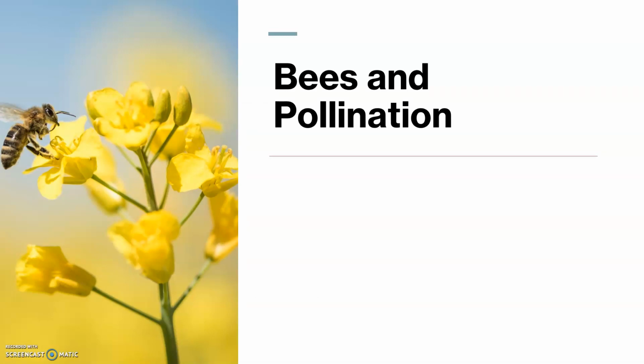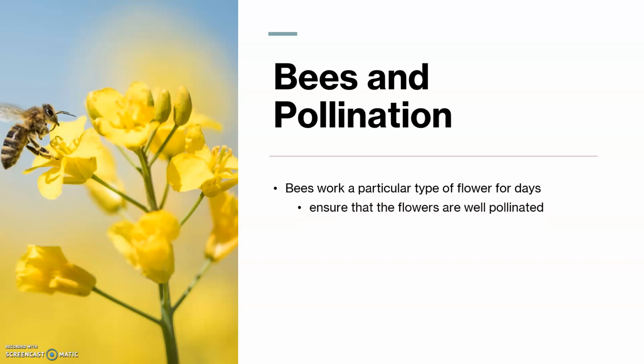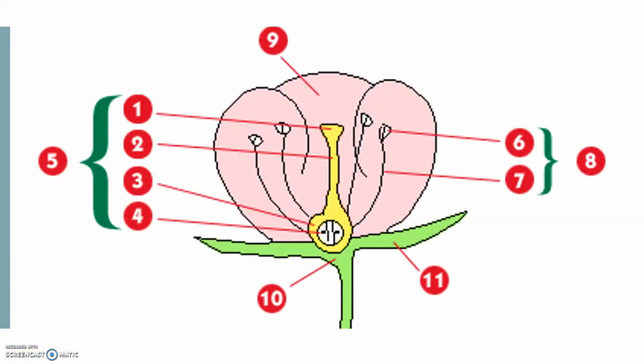Bees are particularly adept at pollination. This is because bees like to work one type of flower for days until they have harvested all of the nectar. This ensures that the flowers are well pollinated and means that bees are great for pollination of crops.